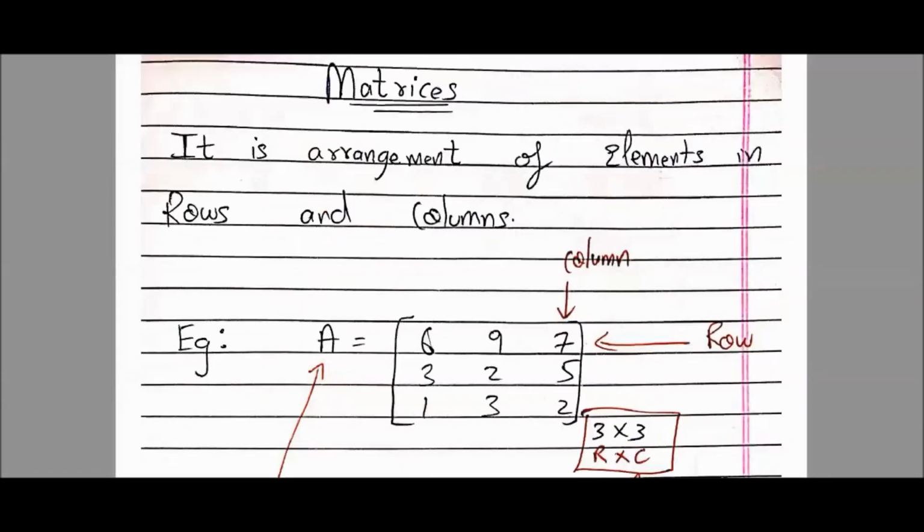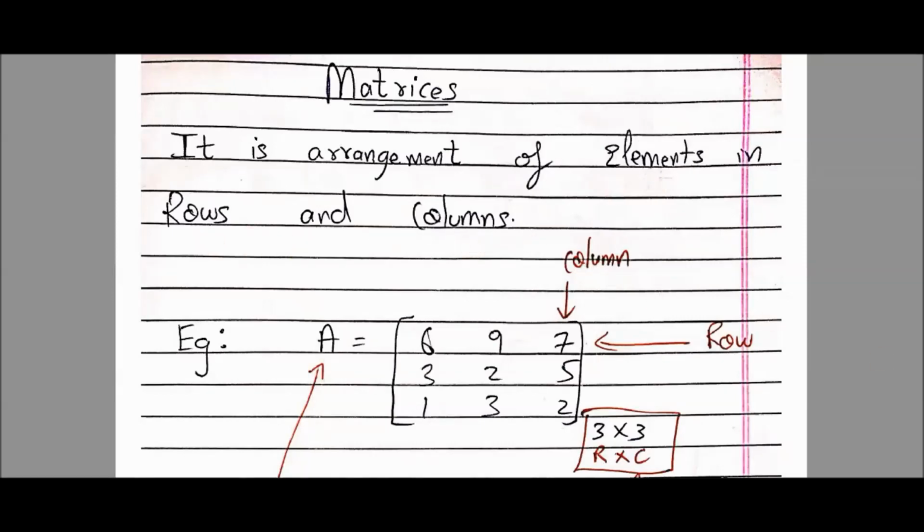Welcome students to the next chapter called matrices. A very simple chapter with a high weightage, sometimes with 6 marks and sometimes with 8 marks. It is an arrangement of elements in rows and columns. Elements generally means numbers. In the start we can say numbers, but variables can also be elements. But they are arranged in rows and columns.